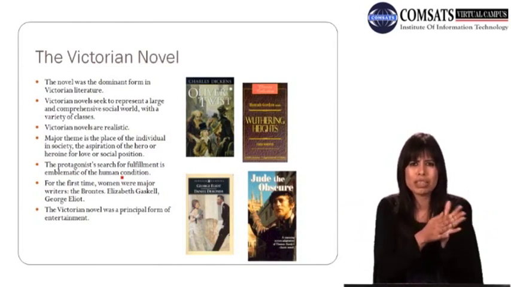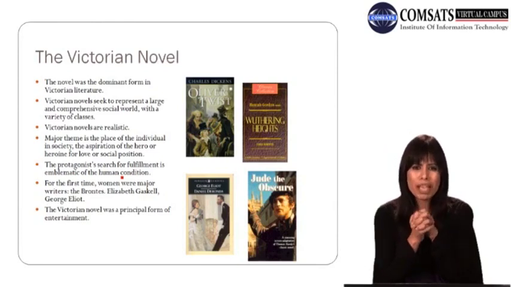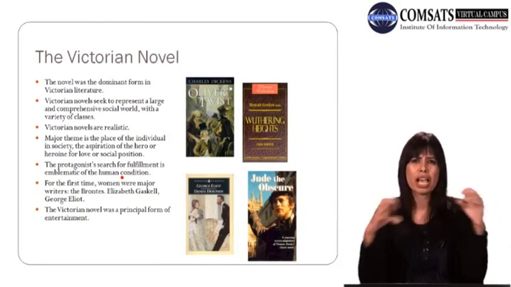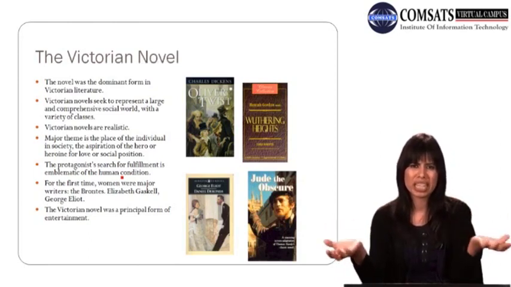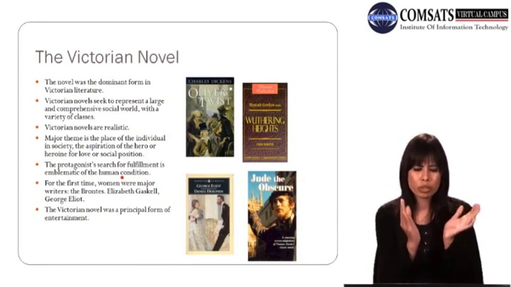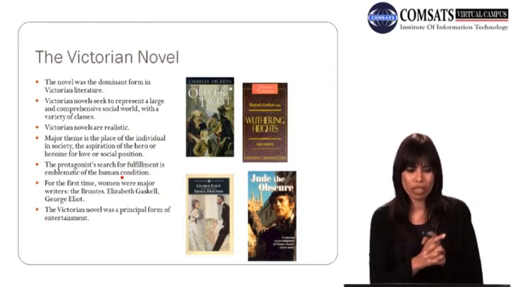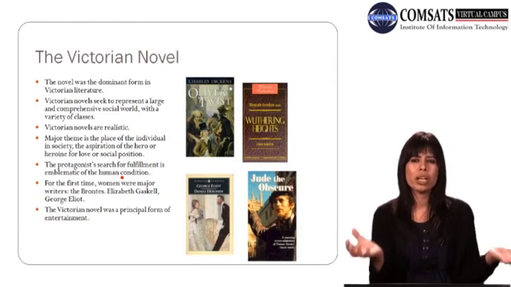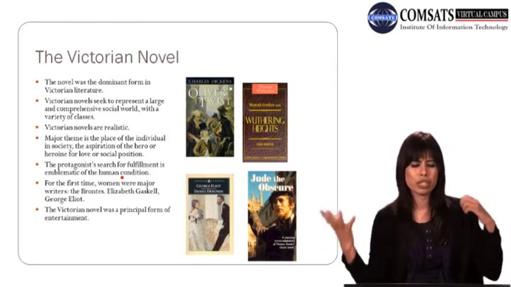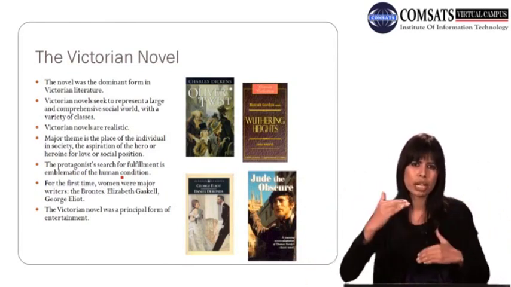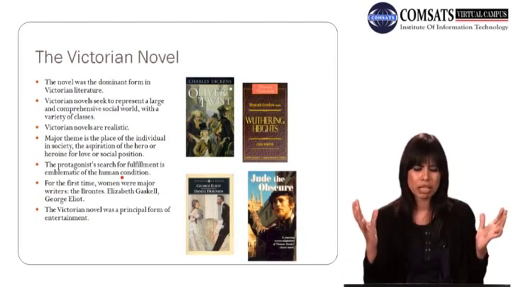So my dear students, here you will see the major theme was the place of the individual in society plus the aspiration of the hero or heroine for love or social position. So here you can see the elements of love plus the social position, to get any kind of social position in the society. These are basically the major themes of the Victorian novel at that time. Okay, the protagonist or the hero's search for fulfillment is emblematic of human condition. So here he is, or you can say she is, in search of the fulfillment of the human conditions, in order to get any kind of social position in the society. So that was basically their point.